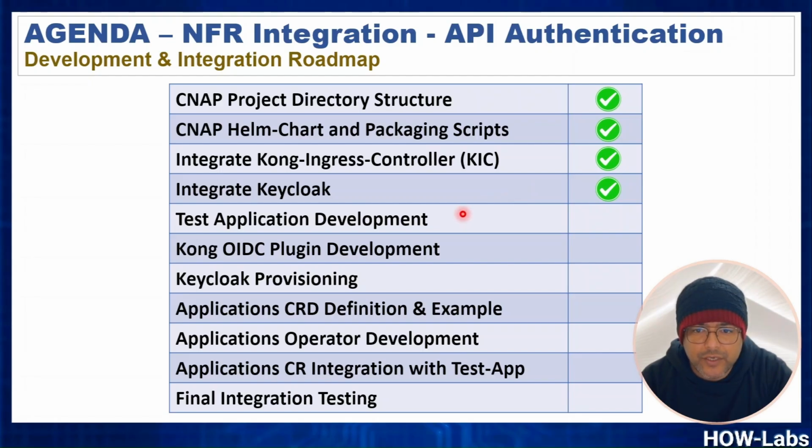The next step is to create the test application for development. This is basically a test application which will be exposing a few REST APIs. I'm going to create a Python-based application for that, and I'll be using the Flask framework for it. And then I'm going to create the Docker image for that, because this application itself will be running as a pod in the Kubernetes cluster, so that it can connect with the NFR services like Kong and Keycloak with the Kubernetes' own internal DNS. So let us start with the test application development.